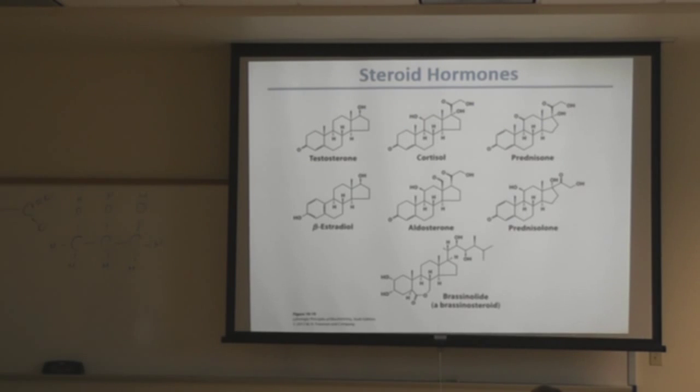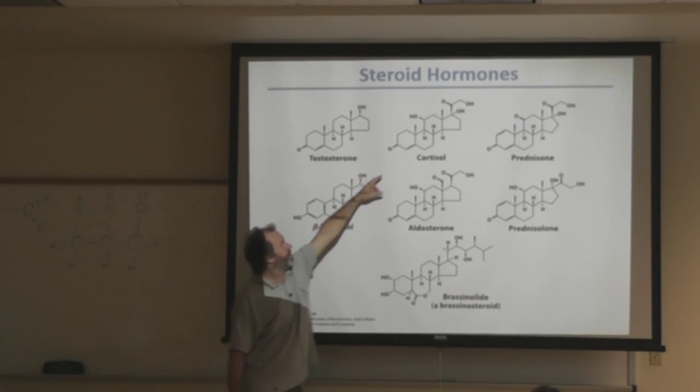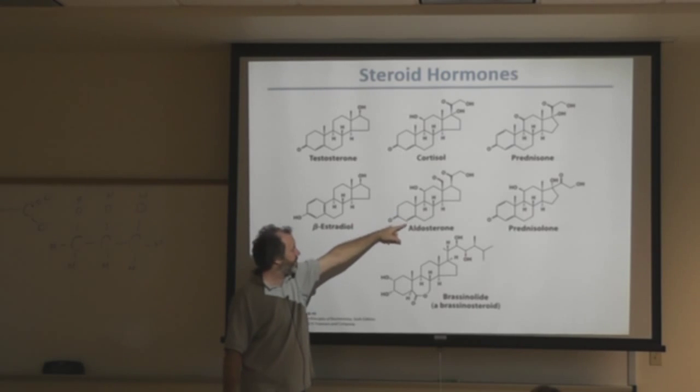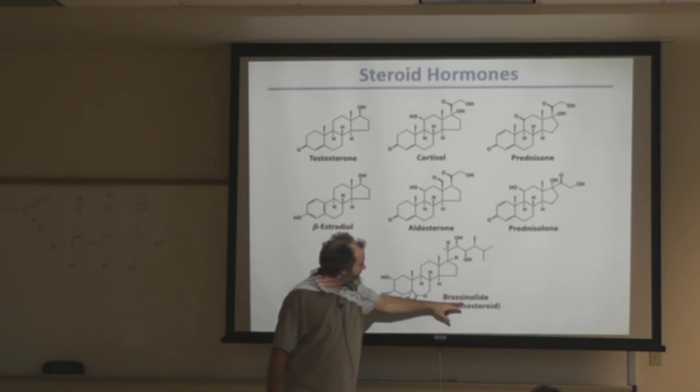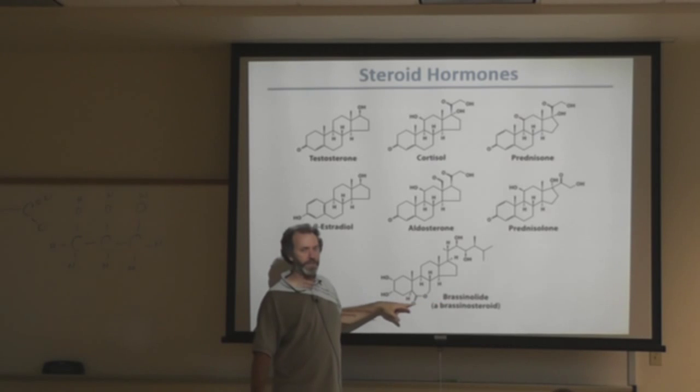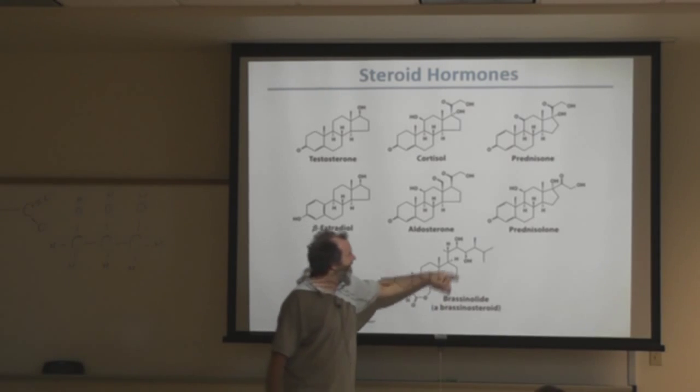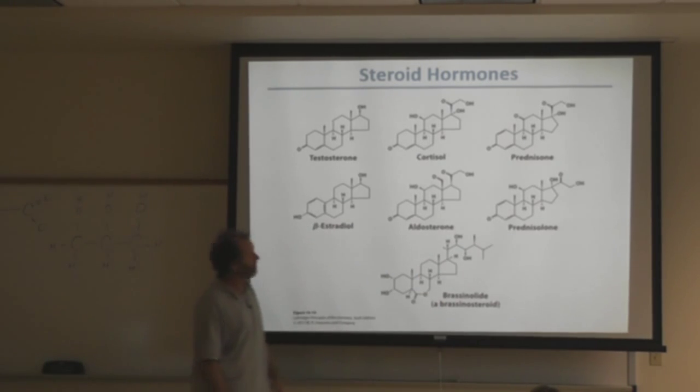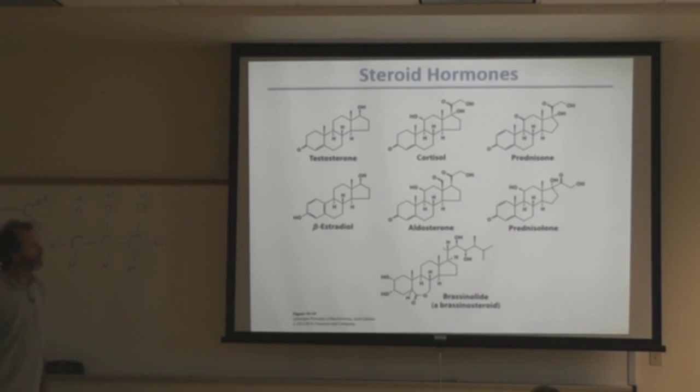And this is basically a figure showing you the structure of all the steroid hormones. Testosterone, beta estradiol. You can see they lack the alkyl group. You have cortisol, that's a stress hormone. Aldosterone, brassinolide. I'm not familiar with that one, are you? Prednisone or prednisolone and prednisone, right?